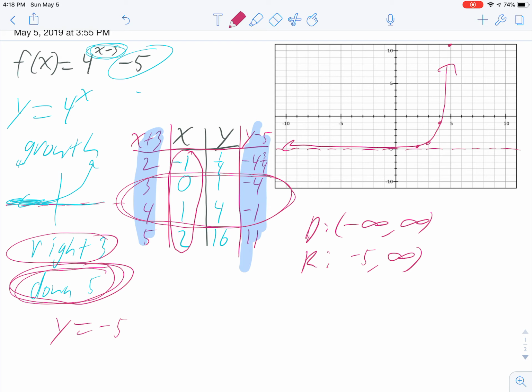It goes up forever. The question is, does it actually get to -5? And remember that asymptote at y equals -5 tells us it doesn't. It gets really, really close to it, infinitely close to it, but never actually gets there. And so it's a paren as opposed to a bracket. And that is an example of graphing an exponential using transformations.